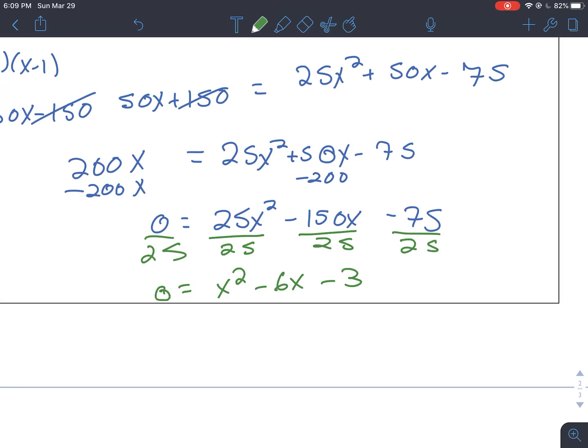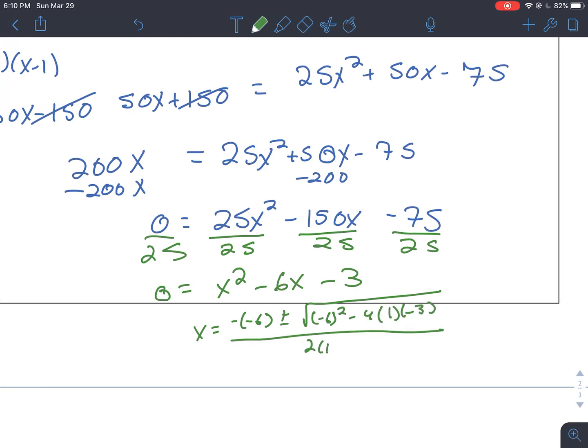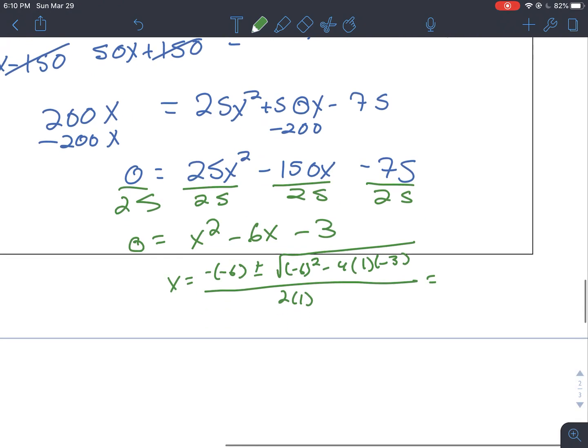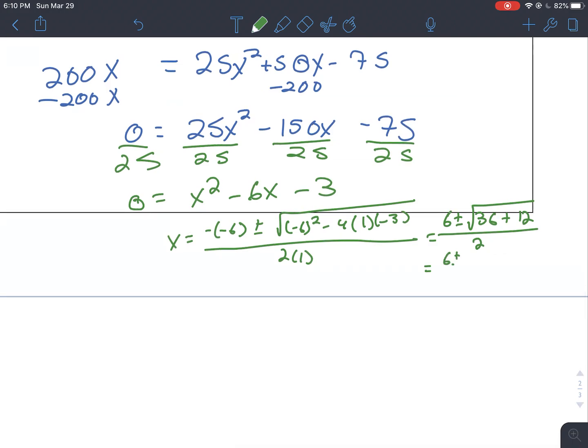Because we can pull 25 out of all of those things, now we can do the quadratic formula. So quadratic formula, x is equal to the opposite of b plus or minus the square root of b squared minus 4 times a times c, all over 2 times a. Solve this out, we get 6 plus or minus the square root of 36 plus 12 over 2, which is equal to 6 plus or minus the square root of 48 over 2. Okay.